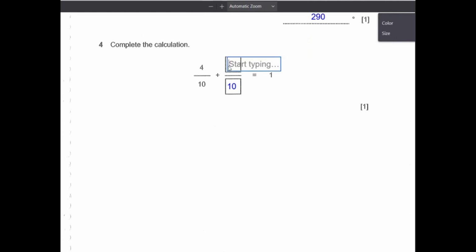Or you can write this fraction in another way. You can write it as 3 over 5. So it's going to give you the same thing, because 3 over 5 is equivalent to 6 over 10.